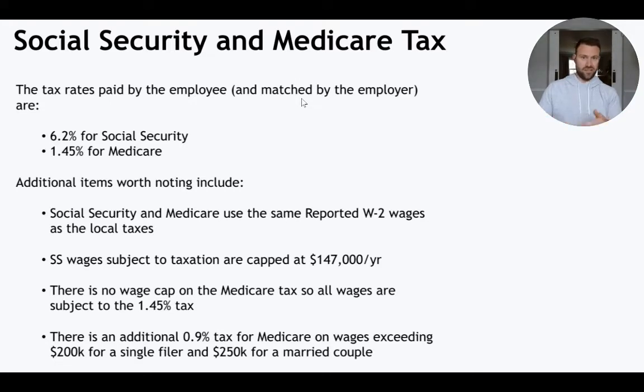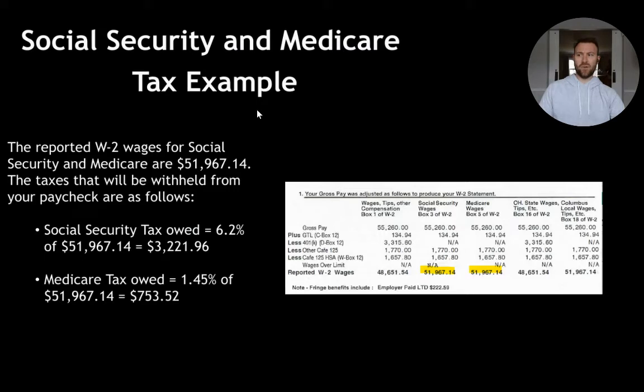And in fact, as you see at the bottom of the page, I'm going to pay a little bit more, 0.9%, if I earn wages of 200,000 or more, or 250,000 or more if I'm married. So those are some differences and some nuances to know. Here's an example of what that looks like.